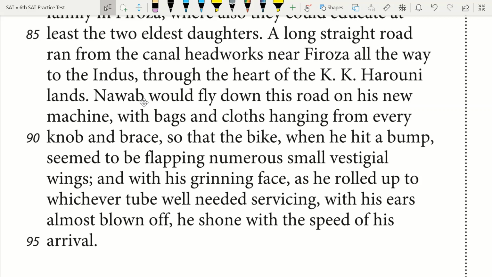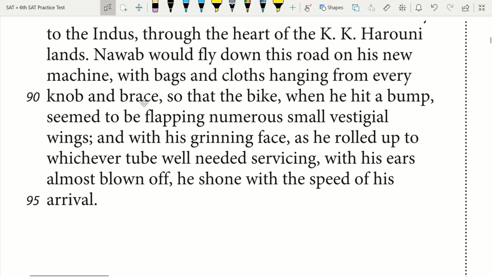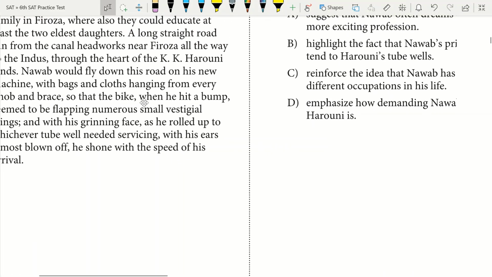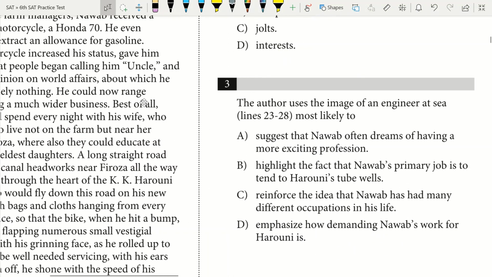and with his grinning face, as he rolled up to whichever tube well needed servicing, with his ears almost blown off, he shone with the speed of his arrival.